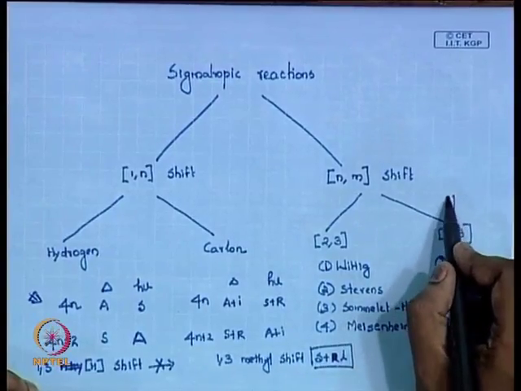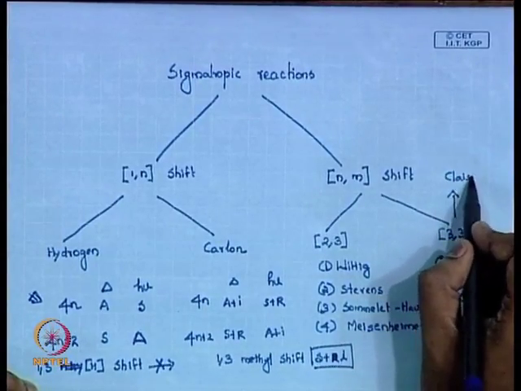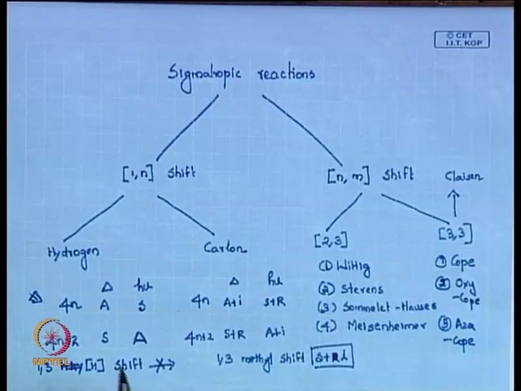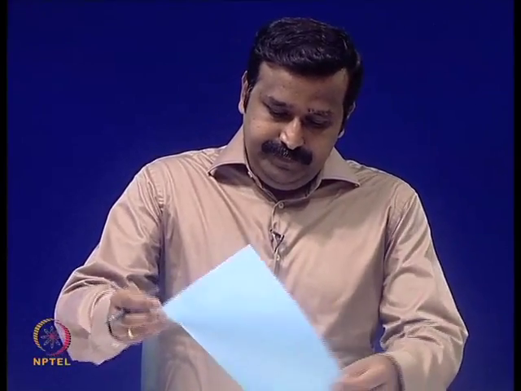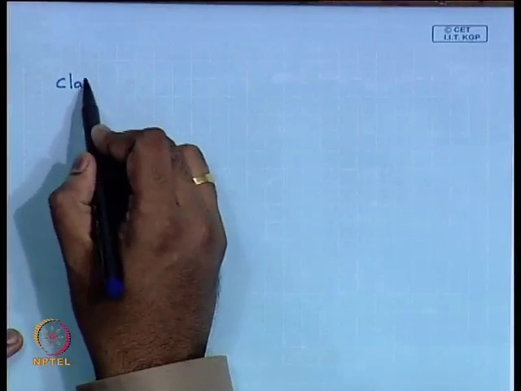There is one more reaction which we have to study, which is the Claisen. So, in today's class we will be discussing the Claisen rearrangement. We studied 1,n shift, and then we studied n,m shift. We just moved across all these reactions, and today we will be studying our last one on sigmatropic reactions, that is the Claisen rearrangement. So, we will get into the Claisen rearrangement.